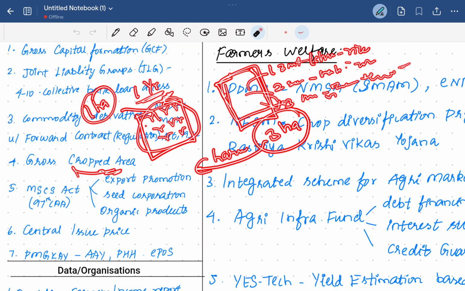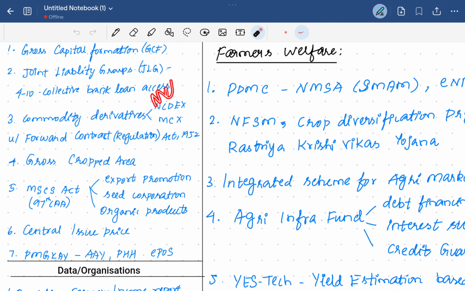So the gross cropped area is these 3 hectares, but this 1 hectare is the same land which is used again and again. So this 1 hectare is the net sown area. Kindly know the difference. The gross cropped area is 3 hectares, and the net sown area is 1 hectare.